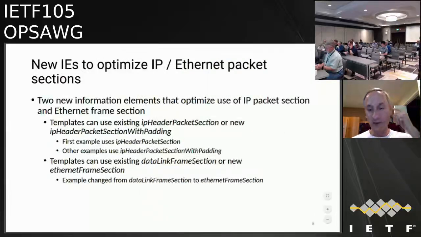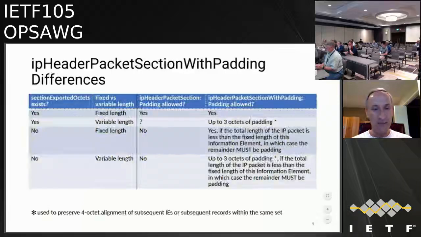Also, we found some issues with alignment. Like 4-byte alignment is a big issue for a lot of hardware implementations. And when you have multiple information elements, with the existing IP packet section, if you have multiple information elements at once, it doesn't necessarily always have 4-byte alignment. So we propose some things to try to optimize that. Next slide. Let's go to the next one. Look at that offline. Next slide.